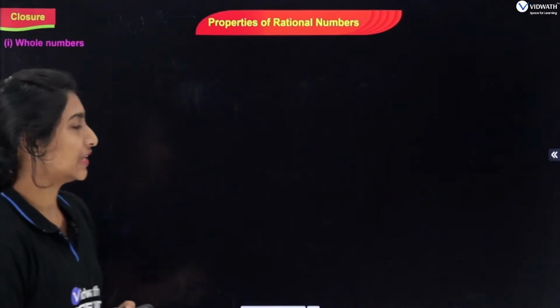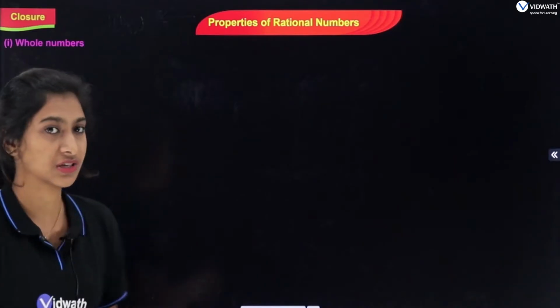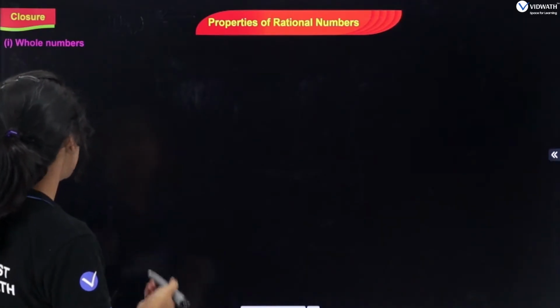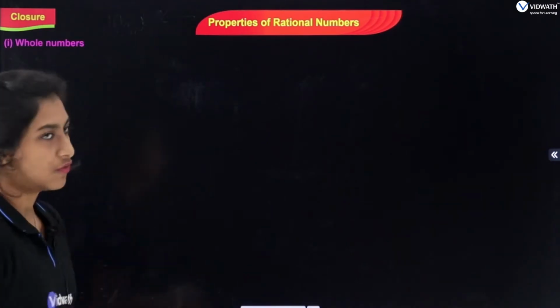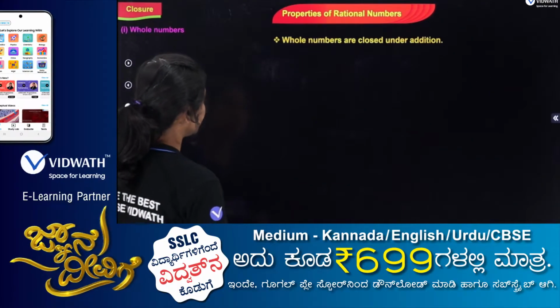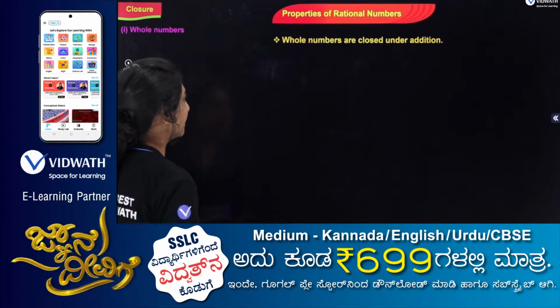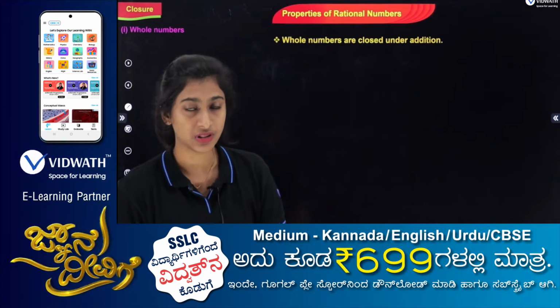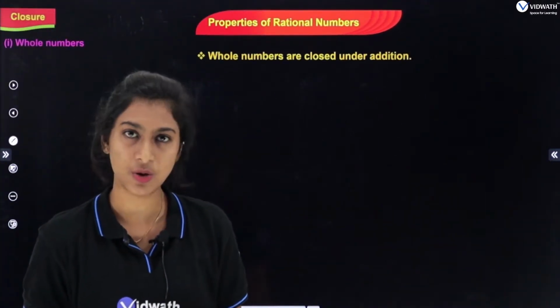Now, we'll see the properties of rational numbers. Before coming to the properties of rational numbers, we'll just revise the properties of whole numbers, okay? Closure property of whole numbers. Whole numbers are closed under addition. We'll see the example. If a and b are whole numbers, then a plus b is equal to c, which is also a whole number.